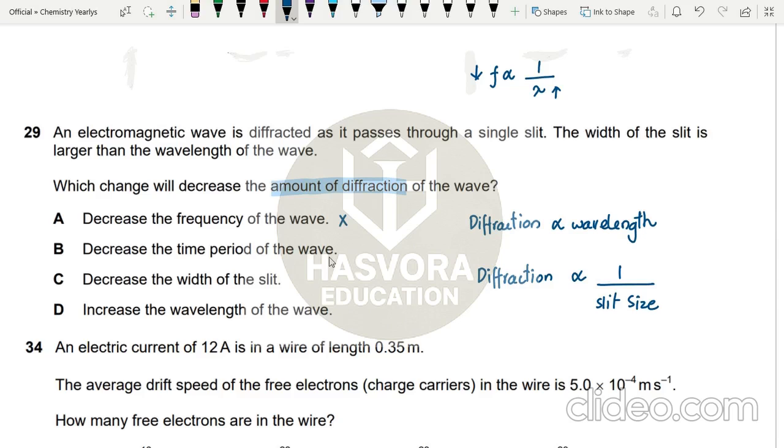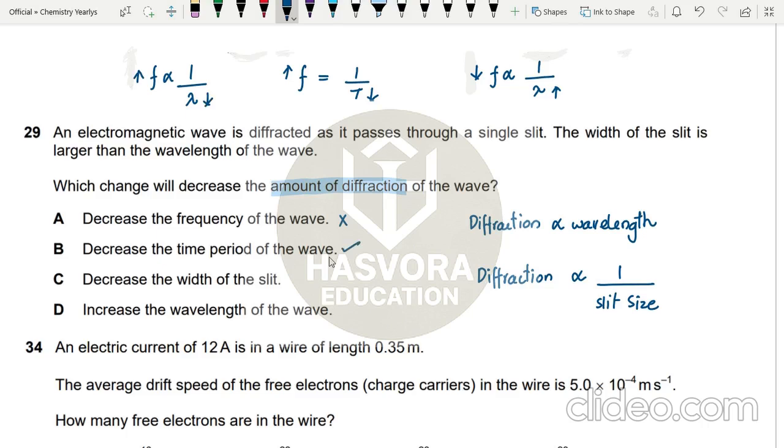Then they are saying decrease the time period of the wave. Now we know that frequency is 1 over time period. If we are decreasing the time period, we are increasing the frequency, and the relationship between the frequency and wavelength is inverse. So if we are increasing the frequency, we are decreasing the wavelength. So this can be the correct option.